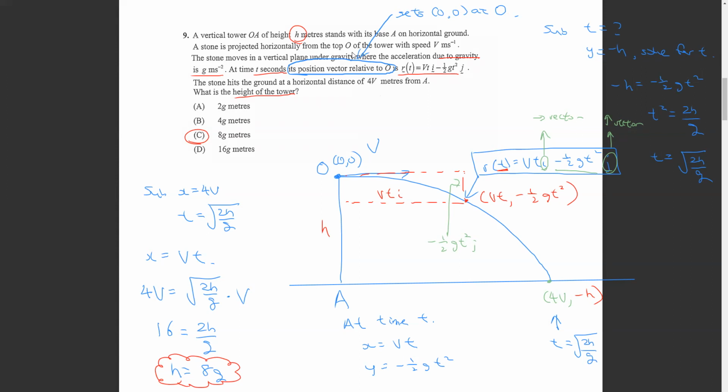The two common points that would be set would either be O at the top of the tower or A at the bottom of the tower. That's something we very much need to clarify. And the question, by telling you relative to O, tells you that they've set that point as the origin. That's an important point to recognize.